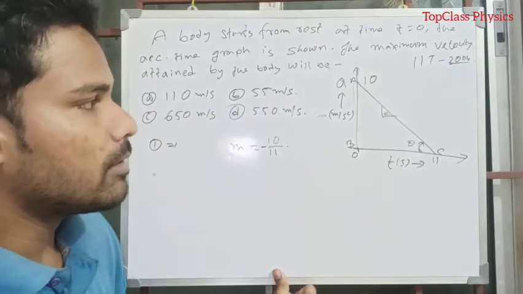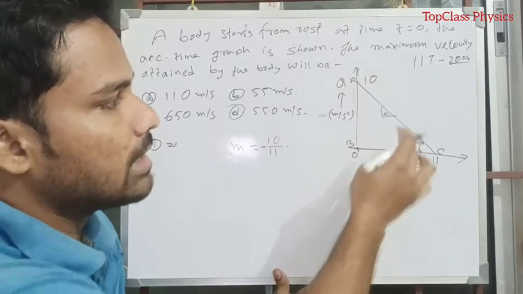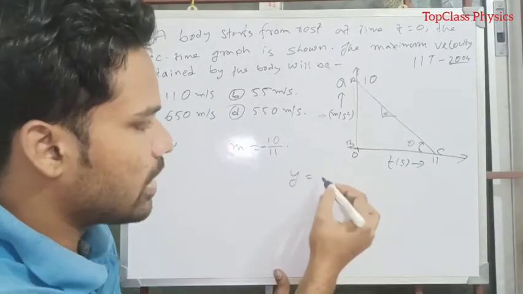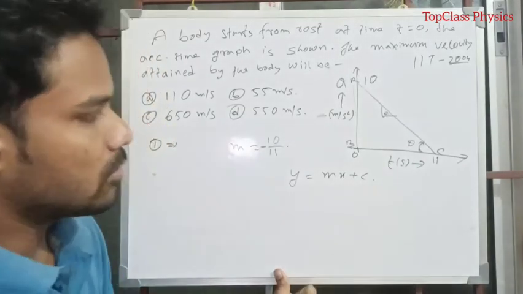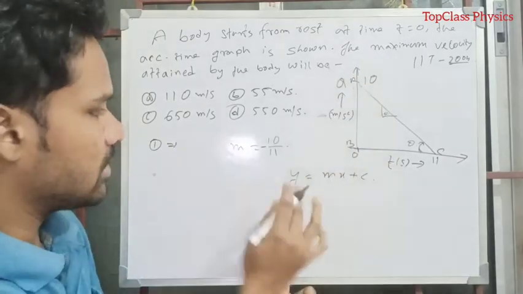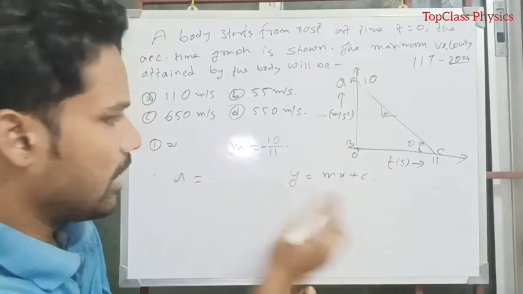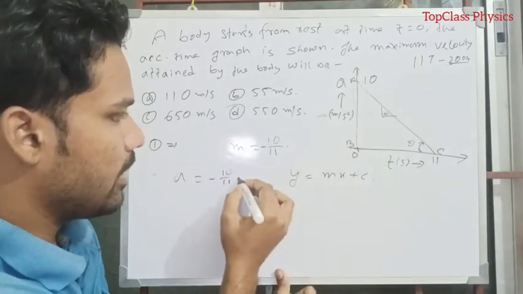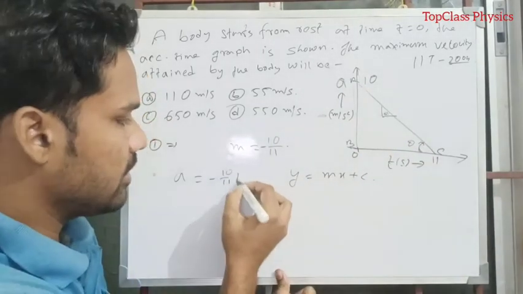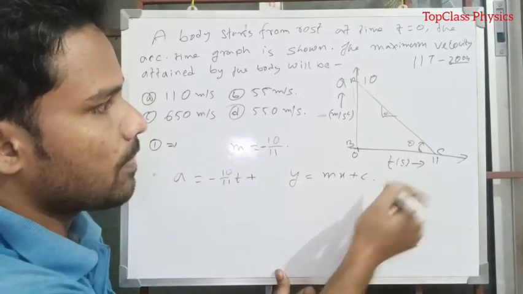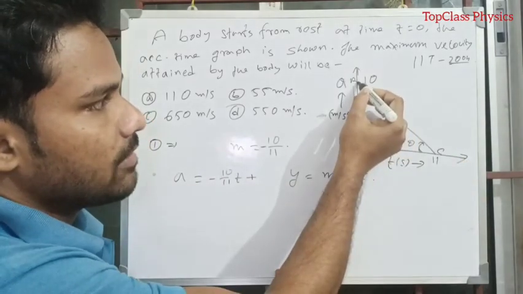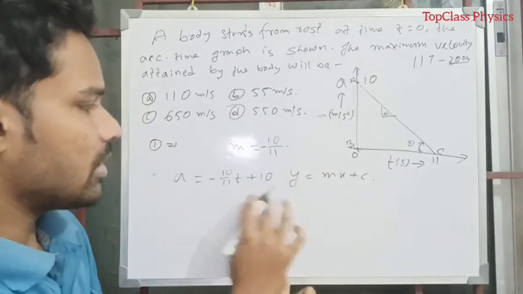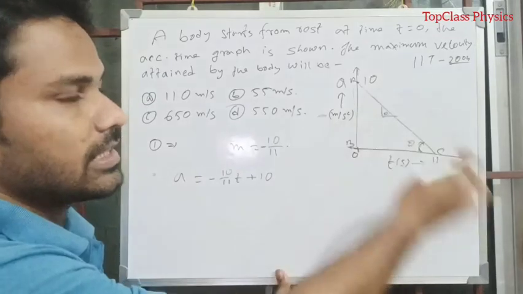If I want to write the equation of this straight line, the equation for a straight line is y equals mx plus c. On the y-axis there is acceleration, so y is a, and the slope m is minus 10 by 11, and the x-axis is t, plus c. C means where this line cuts the y-axis, that is plus 10. So the c value is 10 here. Now this is our equation of this straight line.